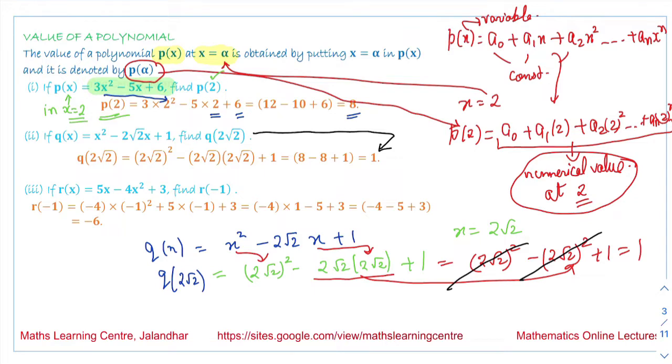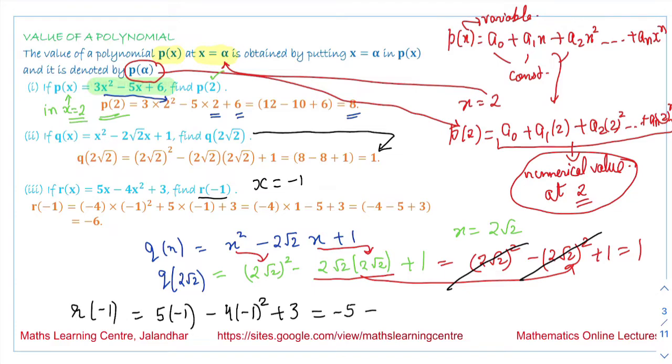Similarly, another polynomial is given to us, r(x), and we have to find r at -1. So we substitute x is equal to -1. So r(-1) will be 5 into -1 - 4 into (-1)² + 3. So it is -5 - 4 + 3, and the answer you get is -6. So this is how we can calculate the value of a polynomial.